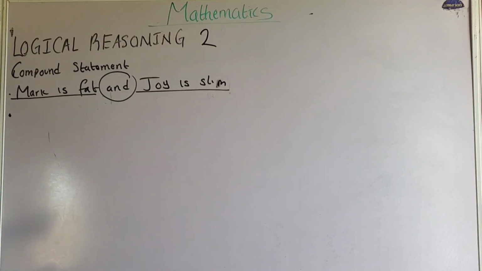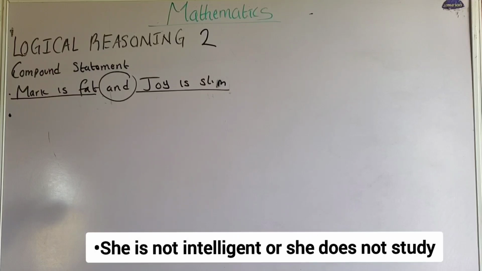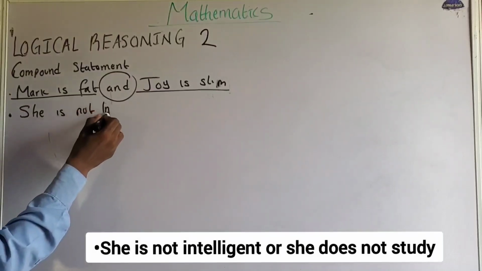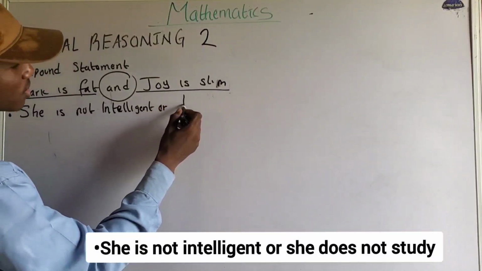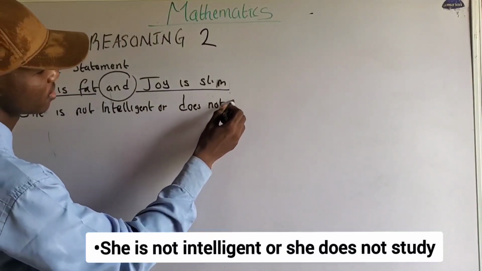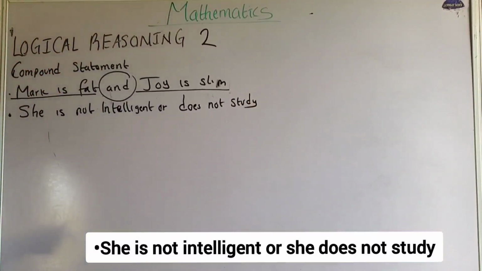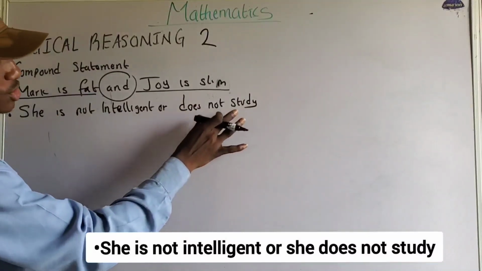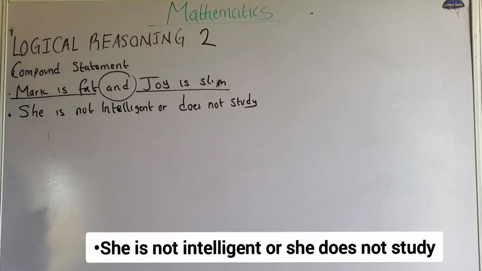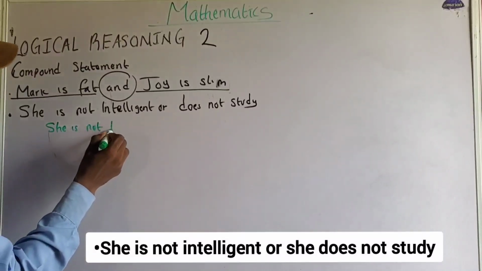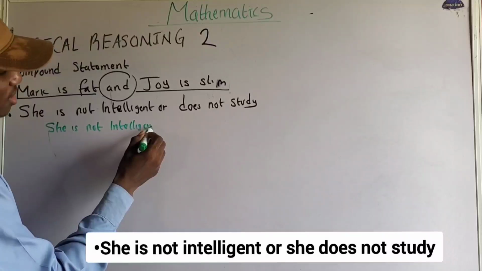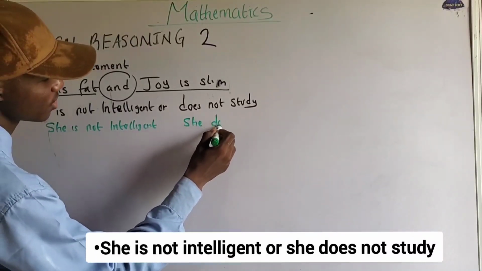Okay, let's look at another example. She is not intelligent or does not study. Now, listen. If I want to break this statement into two, I can write it as: she is not intelligent, and she does not study. Do you understand? Now, we have simple statements: she is not intelligent, and she does not study.